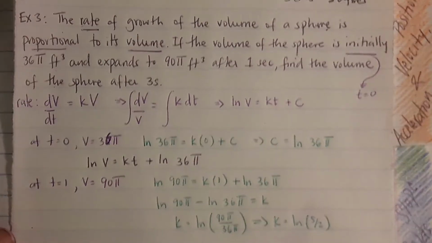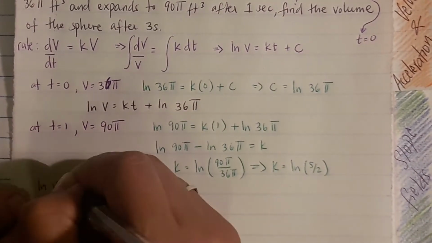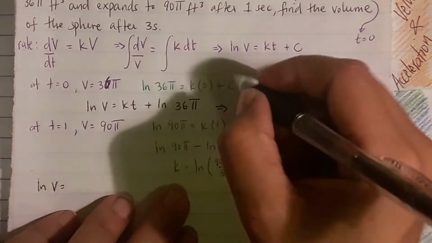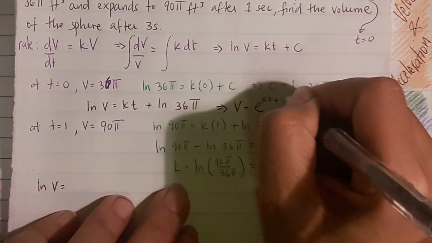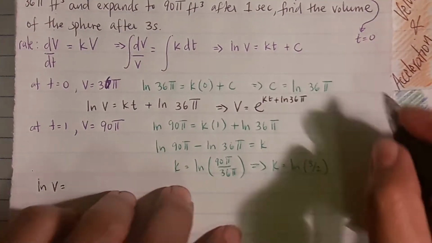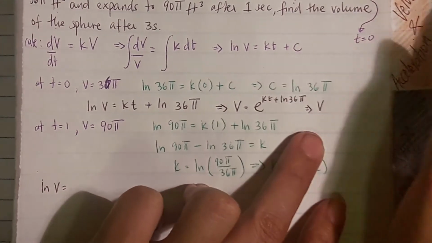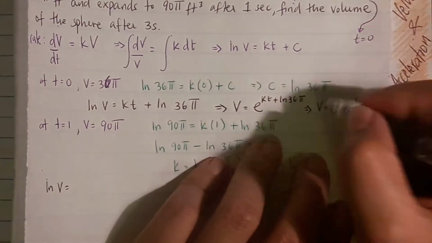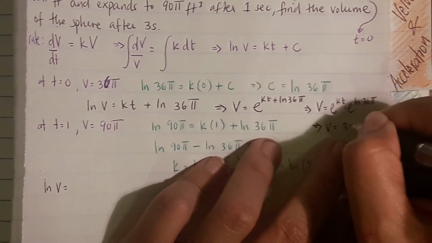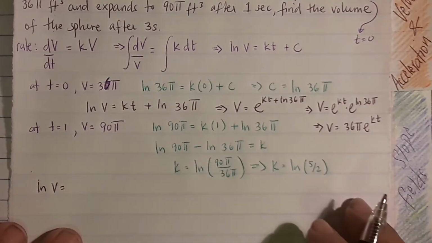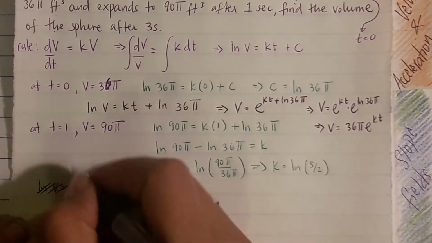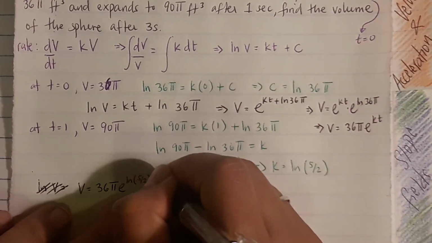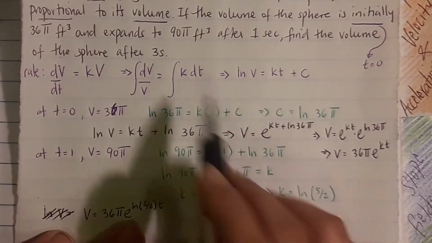So now I found k, I know what c is. I'm actually going to rewrite log of V. Instead of having log of V, I'm going to solve it for V. So you take the exponents of both sides, you're going to get V equals e to the kt plus log of 36 pi. And then separate those using the properties. That's V equals e to the kt times e to the log of 36 pi. Now that second one has e and log of 36 pi, so that's just going to go away, leaving 36 pi times e to the kt. So that's my new equation. It's just a little bit easier to work with than the logs. So I'm just going to copy it down. And k is log of 5 over 2, so I'm putting in log of 5 over 2 instead of k.